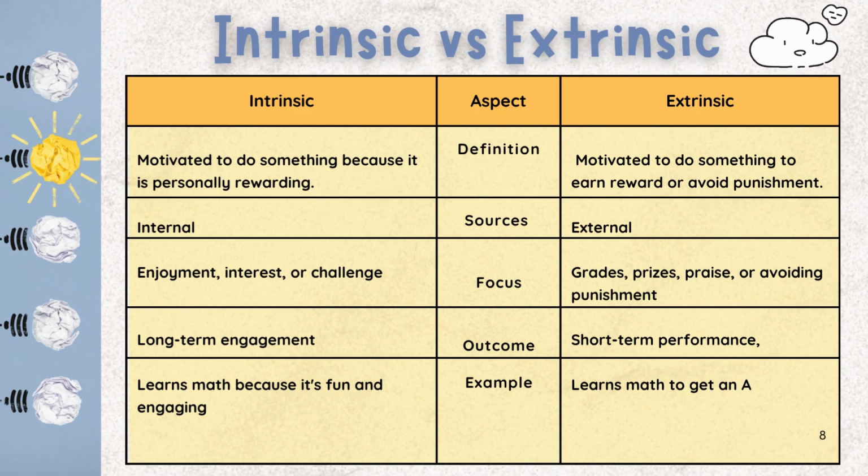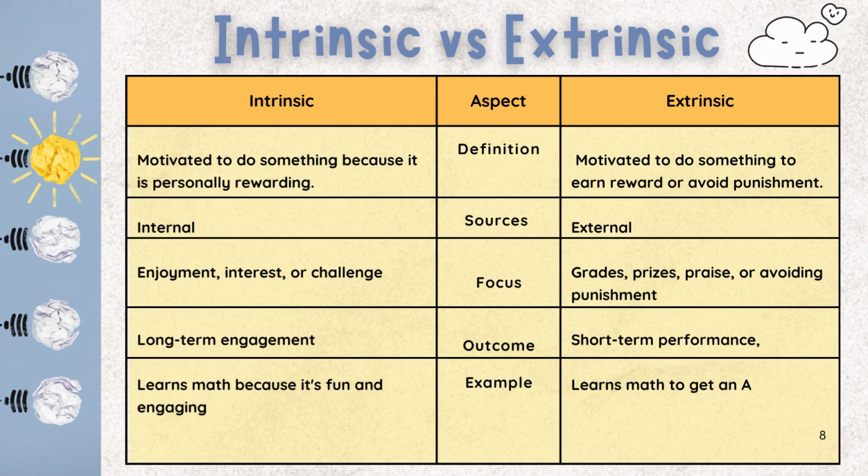The fourth is outcome. The outcome is usually long-term engagement. The students tend to be more consistent in their effort and they learn because they want to. Therefore, they are more likely to continue learning even outside the classroom. So for intrinsic example is students learn math because it is fun and engaging.